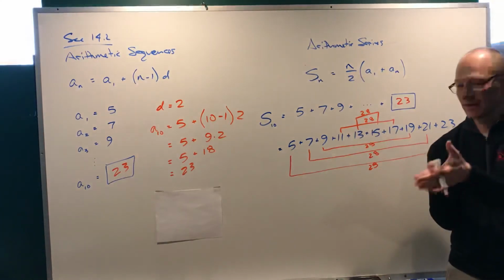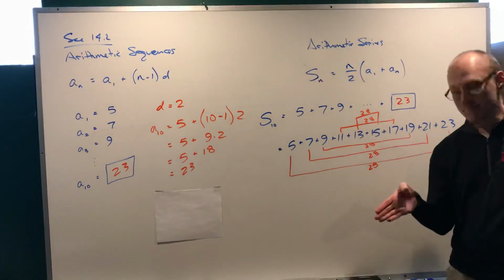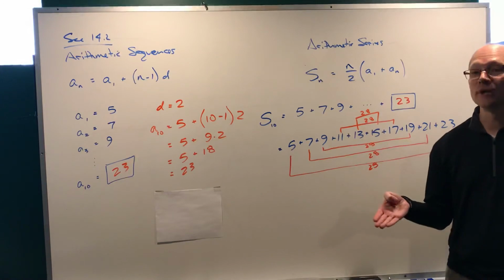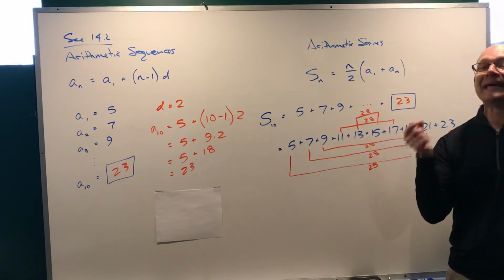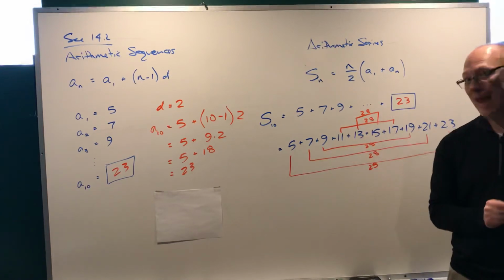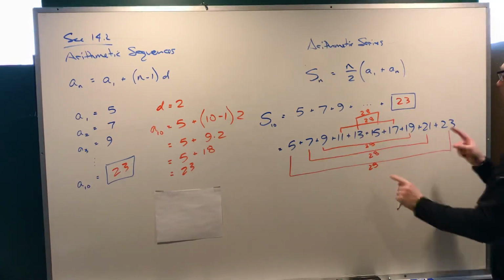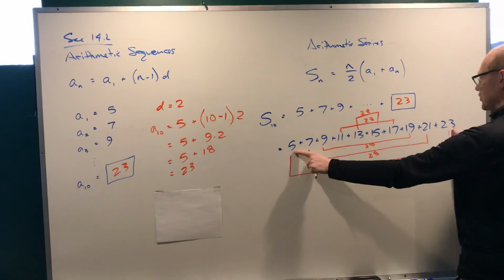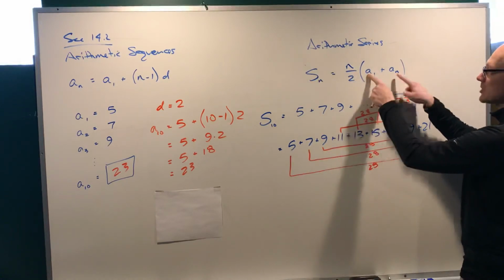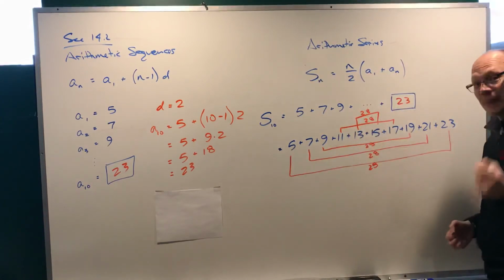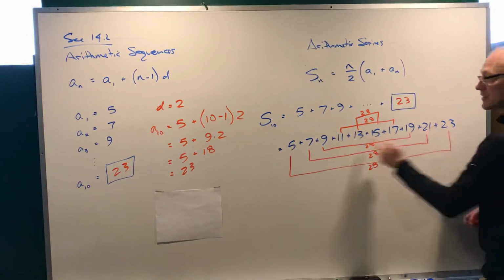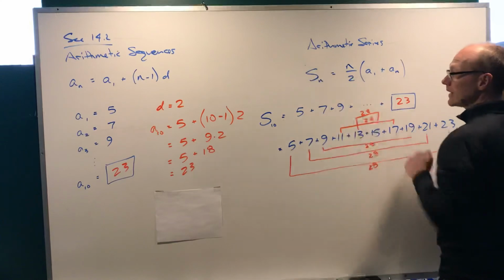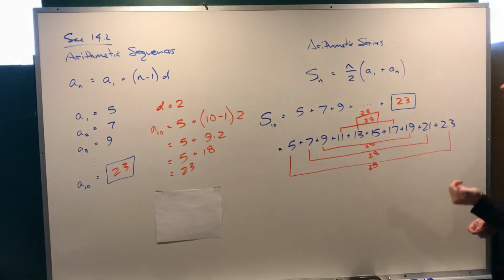So you don't need to add all the middle stuff up. All you need to know is the value of the pair and how many pairs you have, right? The value of the pair is just the first plus the last. The number of pairs you have is going to be the total number of numbers, that would be n, divided by 2. Sweet. So that works out pretty nicely.